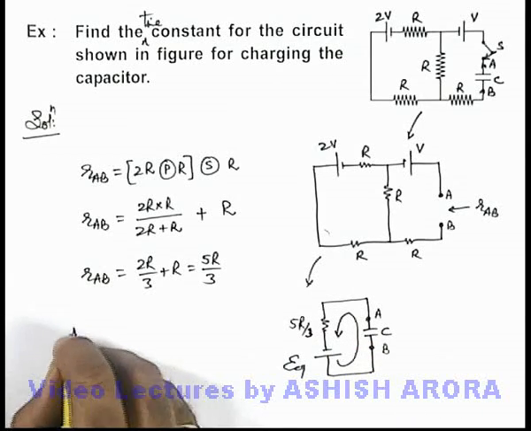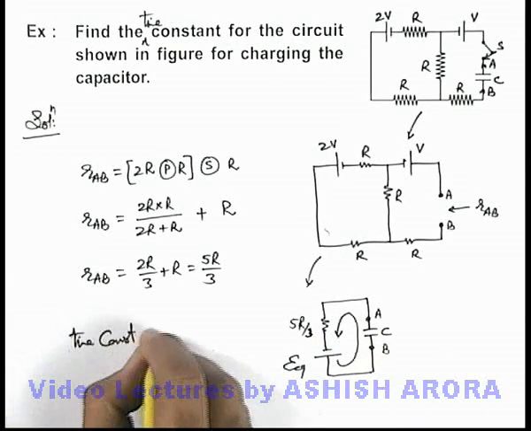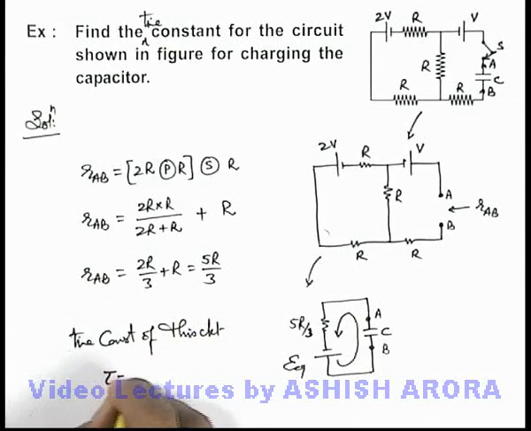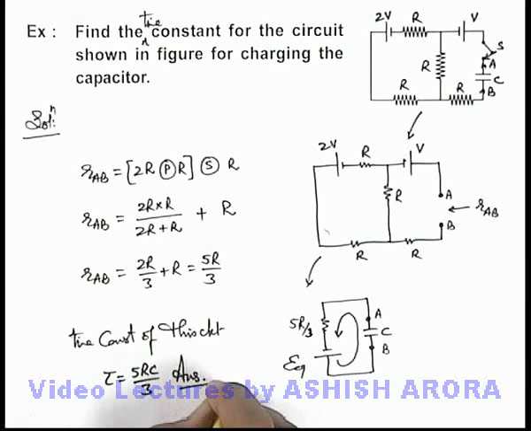So we can directly write the time constant of this circuit, tau, as R_eq times C, which can be written as 5RC by 3. That will be the answer to this question.